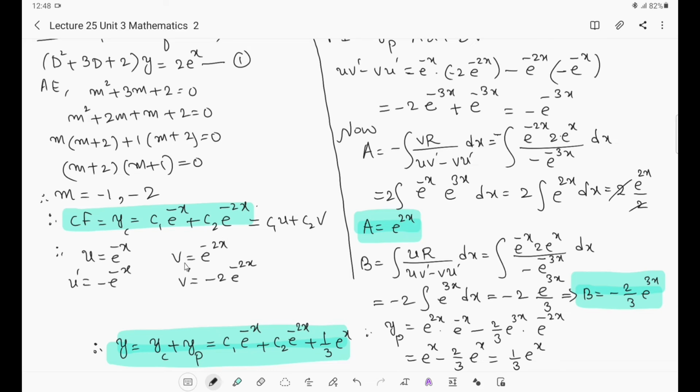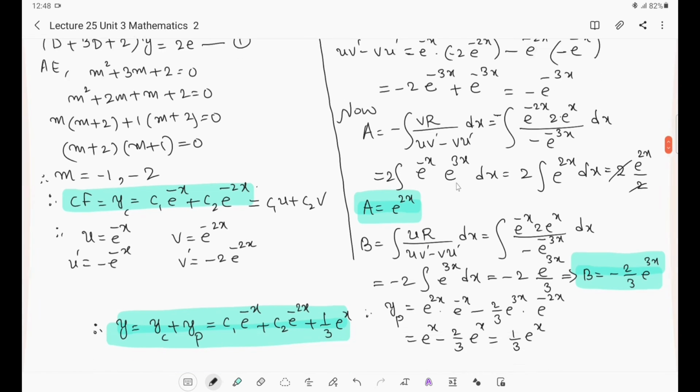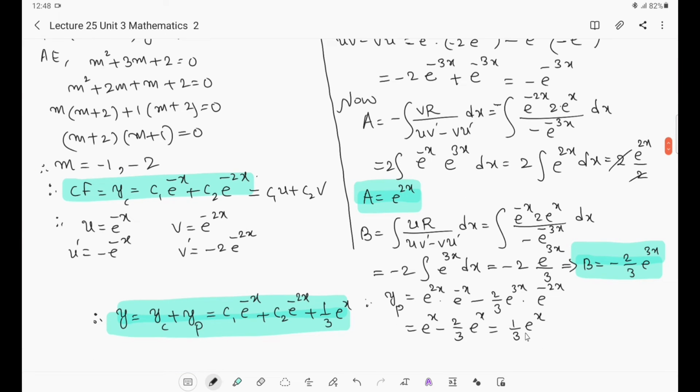Then a, b, u, v, all these things we have to put in yp, which we got to be 1 by 3 e power x, the particular integral. Then the final solution will be this. So let us see one more problem.